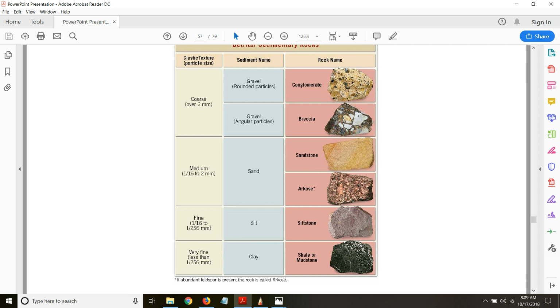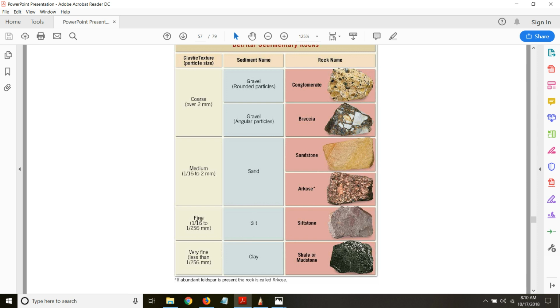The next category is medium, where the size of the sediments becomes much smaller, 1/16 millimeter to 2 millimeters in size. One is sandstone. As the name indicates, it will have sand size particles, very fine in size. Another one is called arkose. This also has sand particles, but over 25% of the minerals are feldspar minerals. Remember that feldspar is the most commonly occurring mineral in our earth's crust. Just remember that fact as well. It may be in your exam.